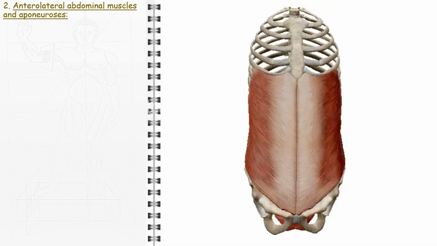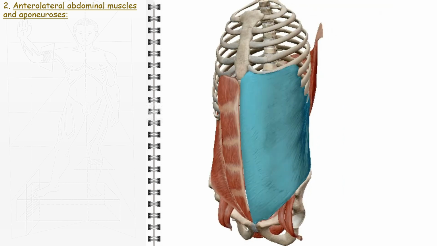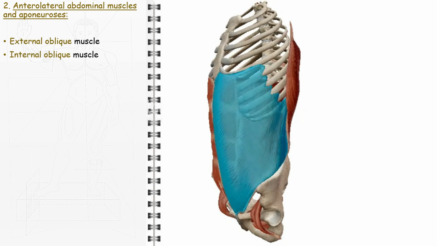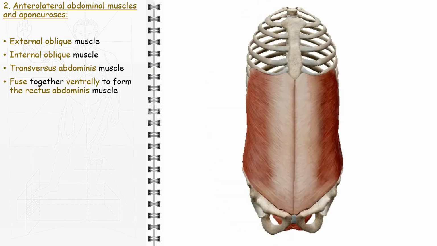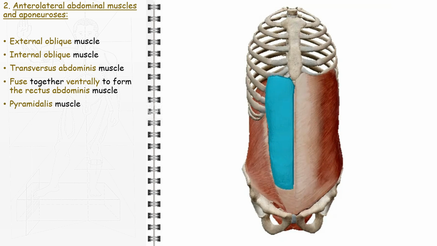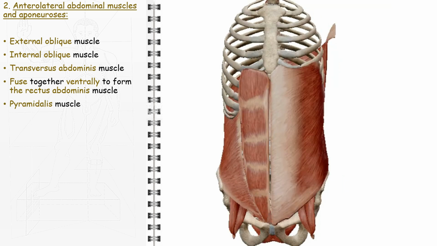The anterolateral abdominal muscles and aponeuroses are, namely from surface to depth, the external oblique muscle, the internal oblique muscle and the transversus abdominis muscle. They fuse together ventrally to form the rectus abdominis muscle. The pyramidalis muscle stands in front of the rectus abdominis muscle.